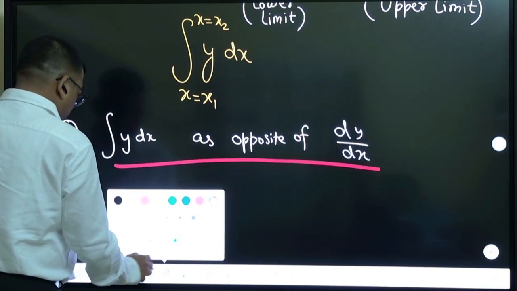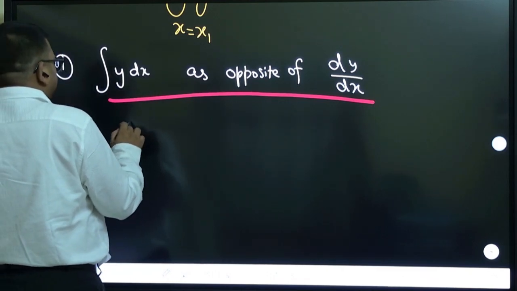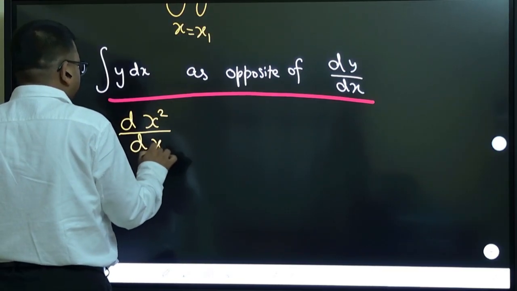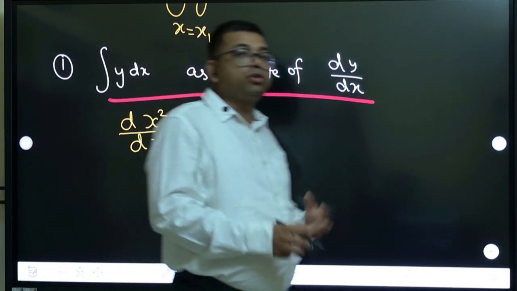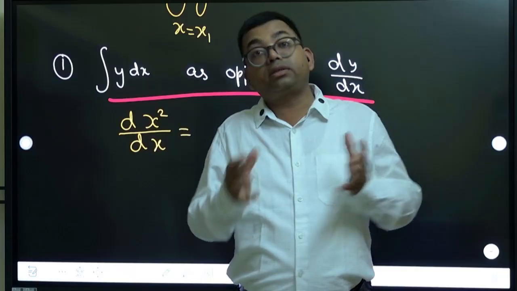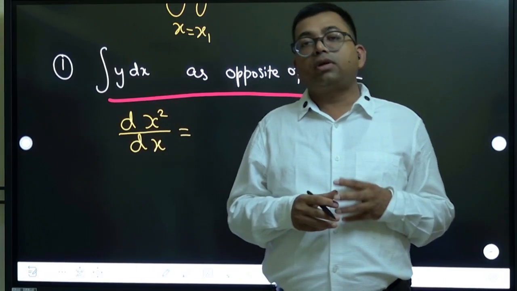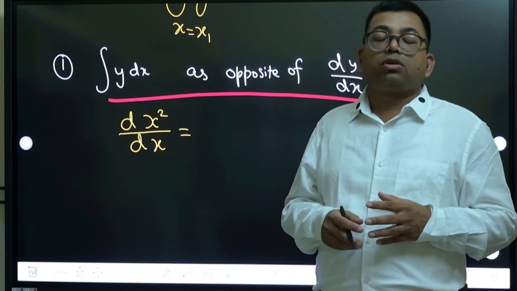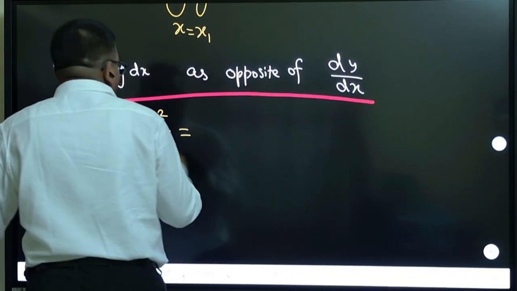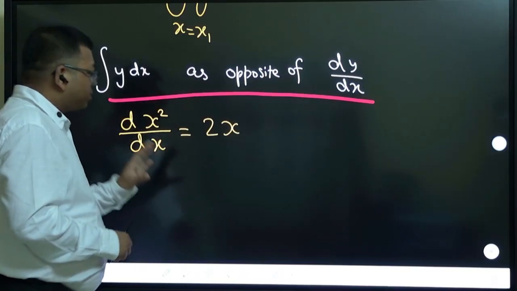So first thing is, what is differentiation? Let's take an example. Suppose I am going to differentiate x square with respect to x. Here x square is the function, that means y is x square. So differentiation of y with respect to x, we have the idea what is dy by dx. It is the slope of the tangent. So if I take y as x square, we get 2x, right? So this is the differentiation.